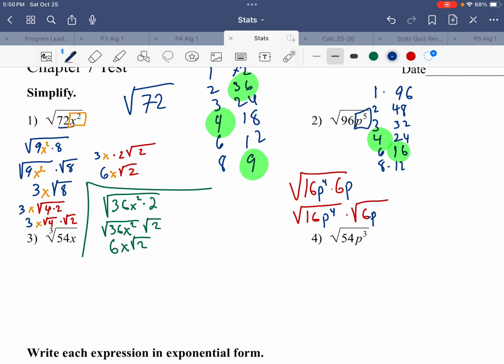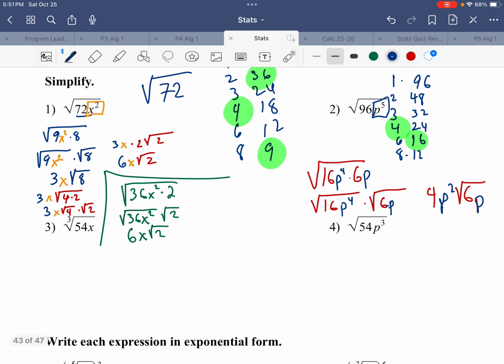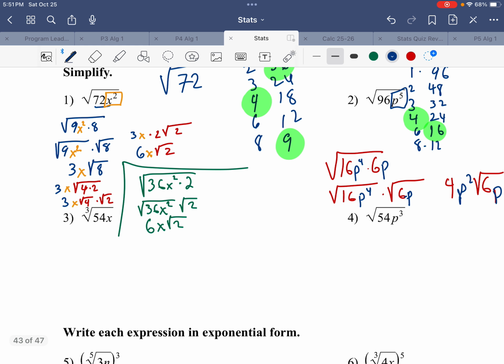Think about it like it's dividing by 2. This is 4p squared, square root of 6p. Now for the cube roots, we have to remember our perfect cubes. So 1 cubed is 1, 2 cubed is 8, 3 cubed is 27.